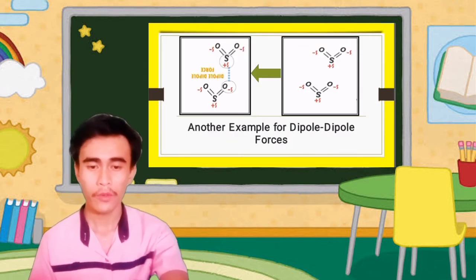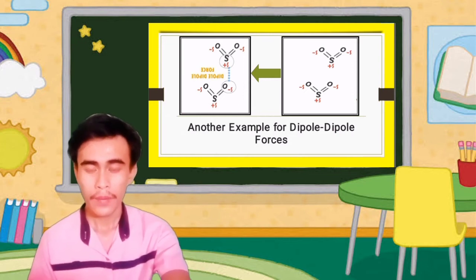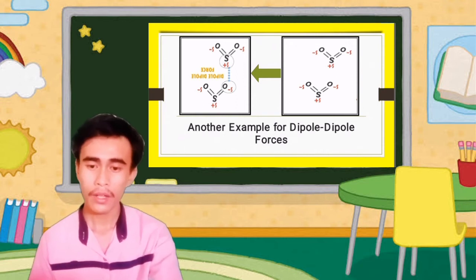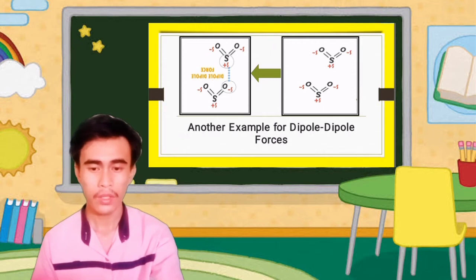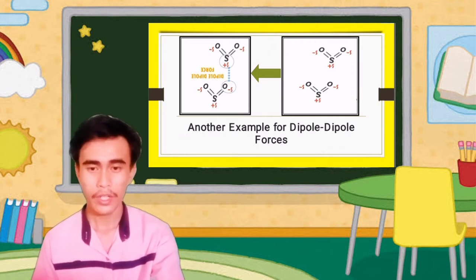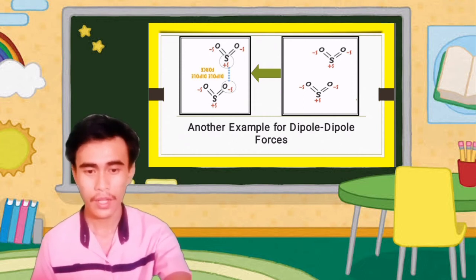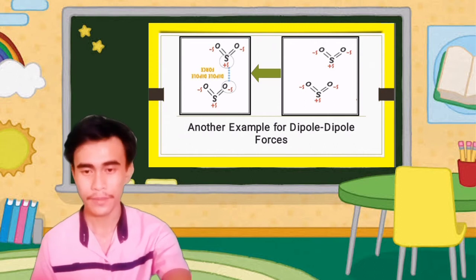So another example for dipole-dipole force, meron tayong positively charged dito and negative charge. So na-attract yung oxygen natin doon sa kabilang dipole. So nagkakaroon ng attraction yung oxygen natin sa sulfur ng isang dipole. So nagkakaroon ng dipole-dipole force.